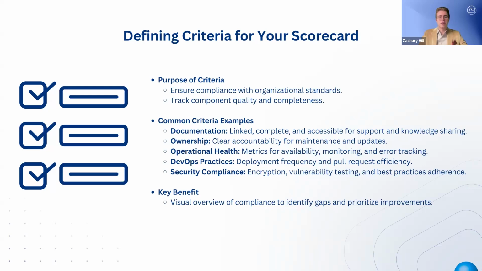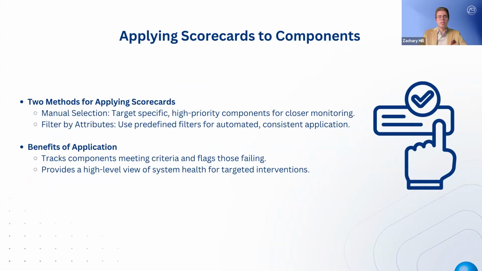Other important criteria include DevOps practices, such as deployment frequency and security compliance, ensuring components meet encryption and vulnerability standards. Scorecards provide a visual overview of how well each component meets these standards, helping you identify areas for improvement and address gaps effectively. Now, Compass provides two ways to apply scorecards to components.